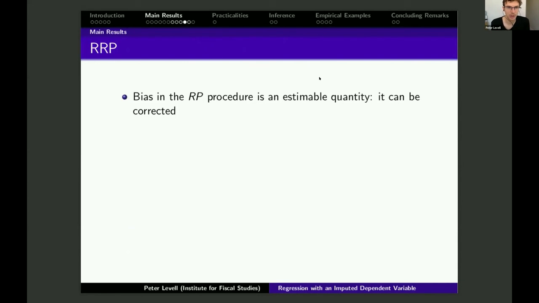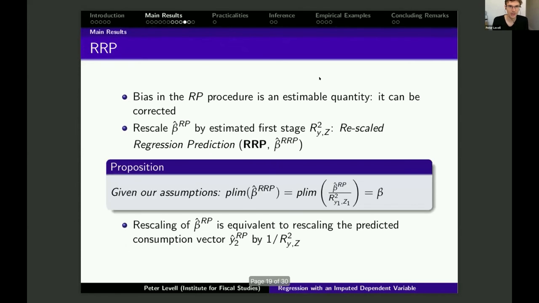But fear not, because since this bias is an estimable quantity, we can estimate the R squared. It's something we can correct for. To do this, you can rescale the value of beta by the first stage R squared, and that will give you, as n tends to infinity, a consistent estimate of the value of beta. An easy way to do that is to just take the R squared from the first stage and use that to rescale the value of y, and then regress those rescaled values of y on x. You will get a consistent estimate of beta.